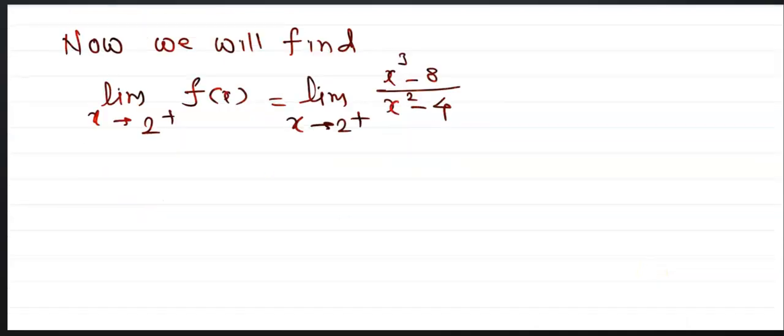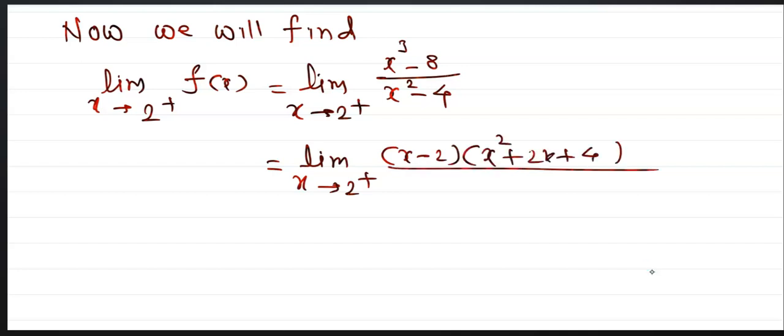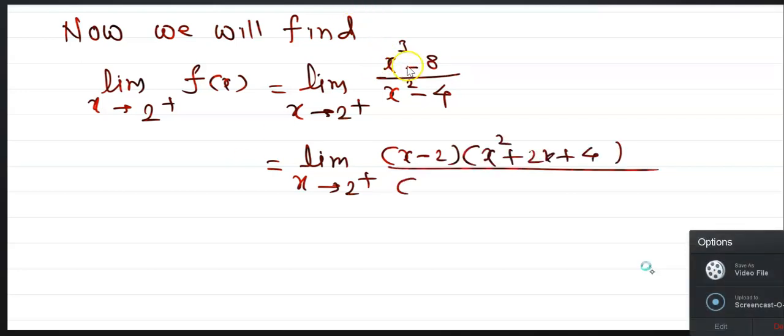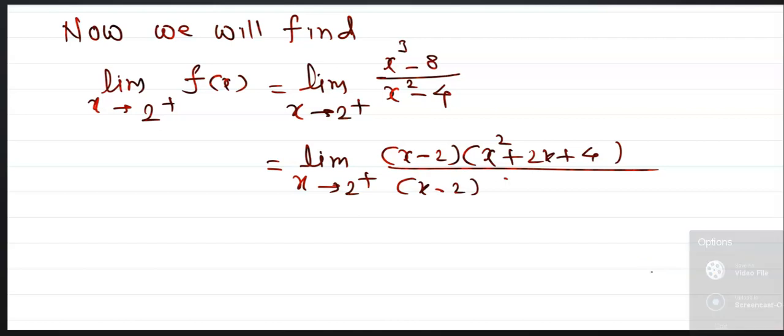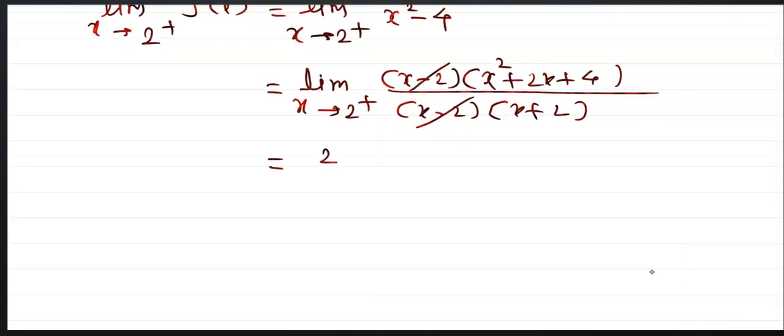x cube minus 8 upon x square minus 4. Now their factors: x minus 2, x square plus 2x. a cube minus b cube चा फॉर्म्युला इथे अप्लाय करणार. a minus b, a square plus ab plus b square. डिनोमिनेटर चा फॉर्म्युला सोपा आहे. a square minus b square, that is a minus b, a plus b. x minus 2 gets cancelled and then substitute the values.